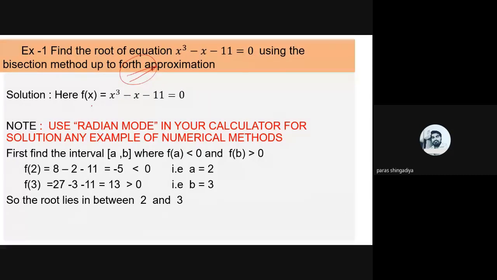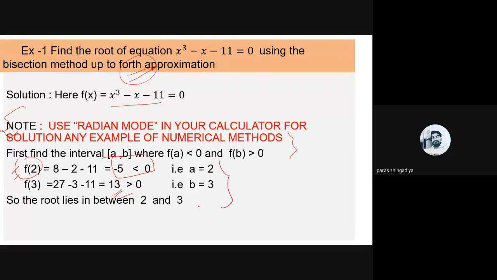Consider the example f(x) = x cube minus x minus 11 equal to 0. It's important for all: use the radian mode in your calculator whenever you solve any example of numerical methods. The first step is to find one interval [a, b] where for one value, a, the function has a negative output, and for a second value, b, the function has a positive output. So f(2) is minus 5, negative, and f(3) is 13, positive.